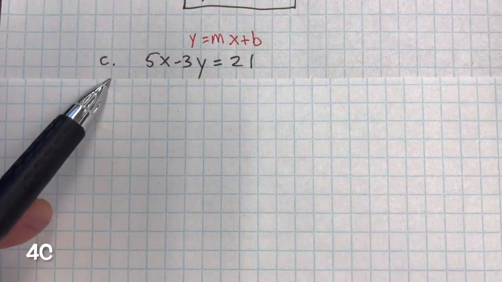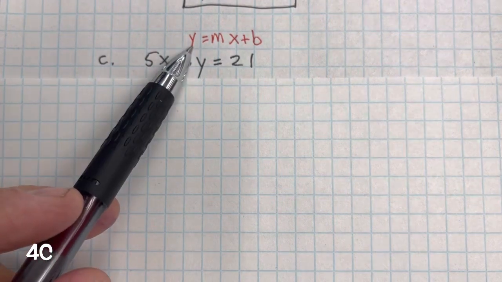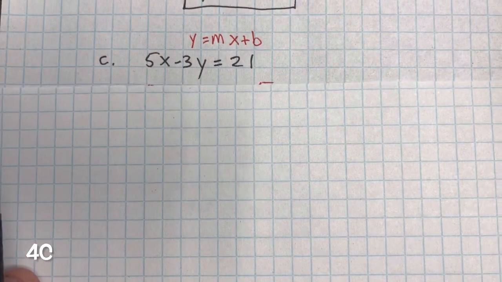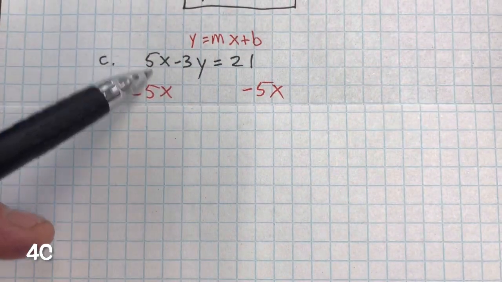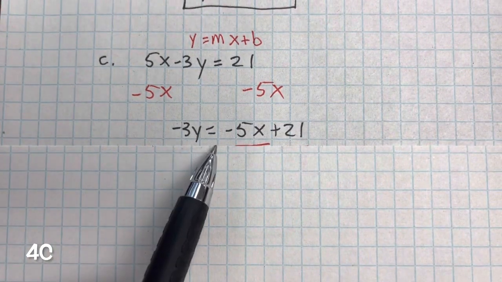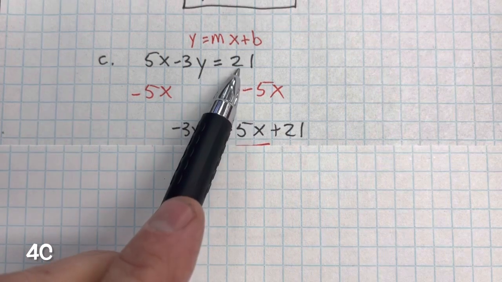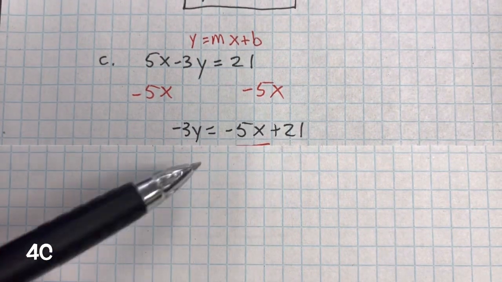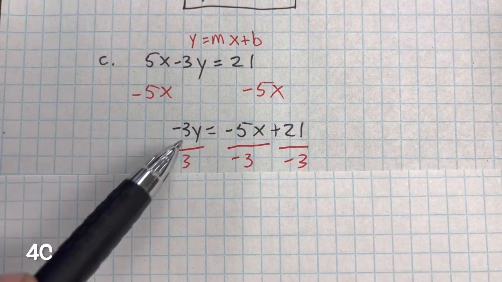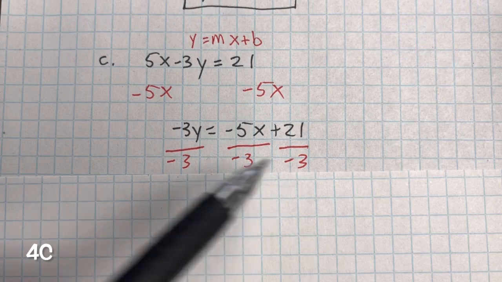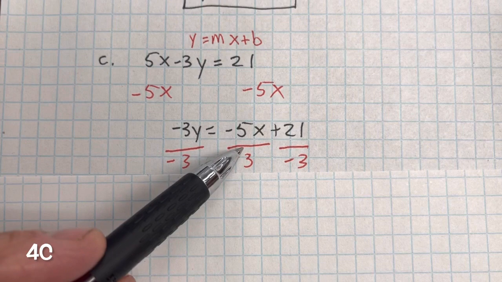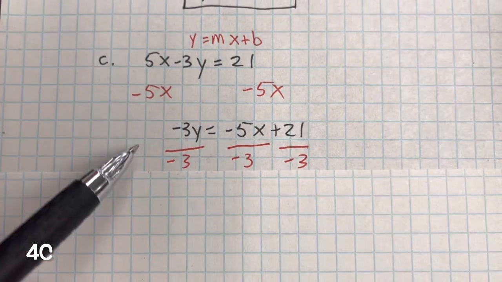So for 4c, we want to get this equation into y equals mx plus b form. So we want to get y by itself. So we're going to subtract 5x from both sides. Creates a 0 pair. Now we're left with negative 3y equals negative 5x plus 21. Inverse property multiplication is division. So we're going to divide both sides of the equation by negative 3 because this creates the giant 1. And remember, it has to be to both terms on the right side.